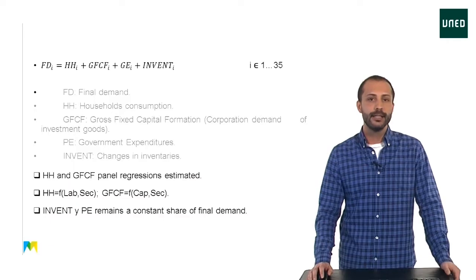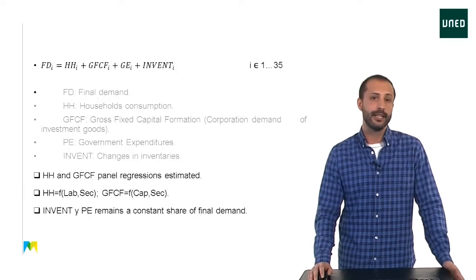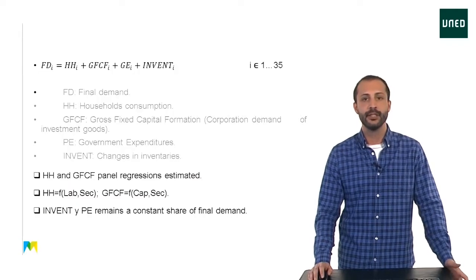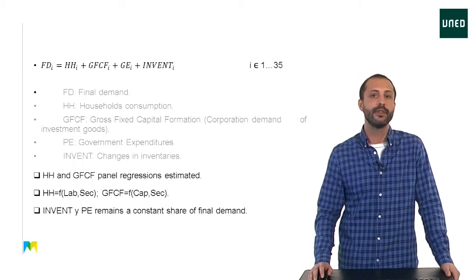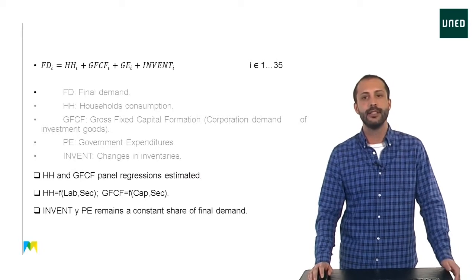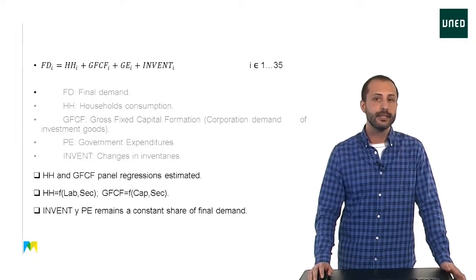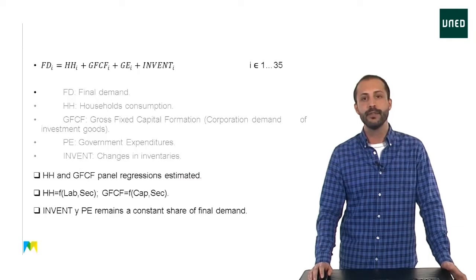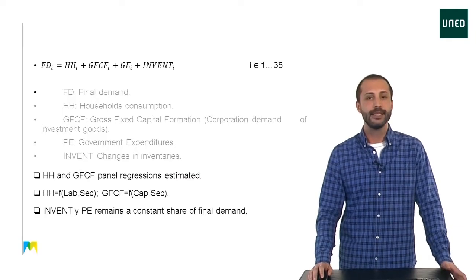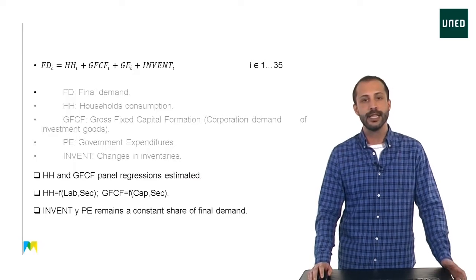Although panel data regressions were run to estimate final demand functions for each institutional sector, except government expenditure and changes in inventories, which remain a constant proportion of the final demand, coefficients are open for the user to be re-estimated. The standard structure of the final demand relies basically on the expected and the previous year's income. Hence, final demand is path-dependent and expectation sensitive.